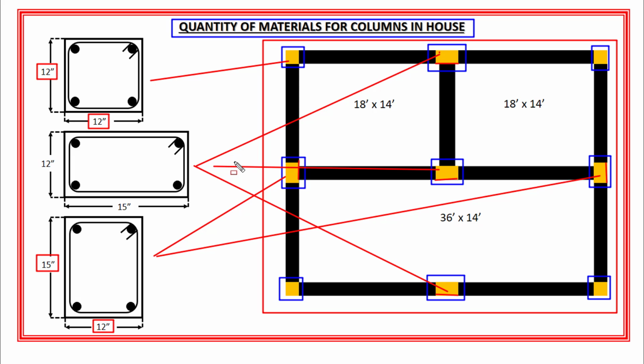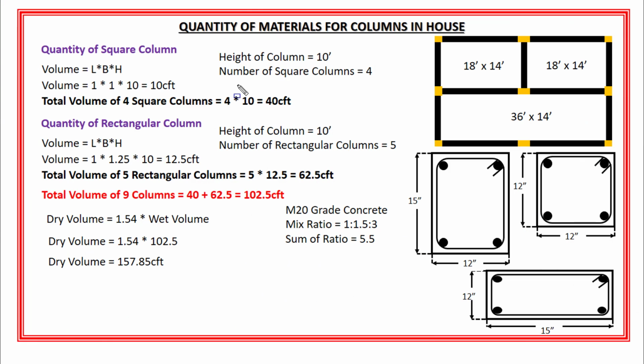Now basically in this house plan, I have 4 square columns and 5 rectangular columns. Okay. So the total number of columns in this house plan is 9, right? So now we are done with the position of columns, size of columns and placement of columns in this house plan. Okay. Now let's start calculating the quantity of materials for these columns.